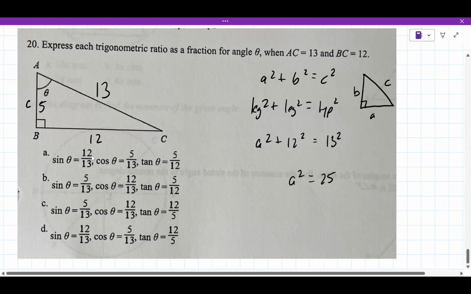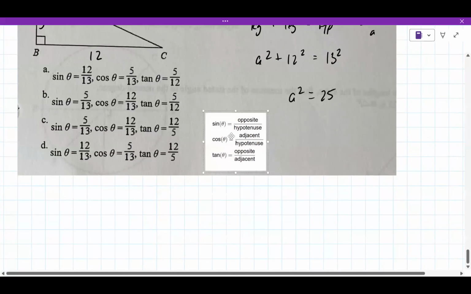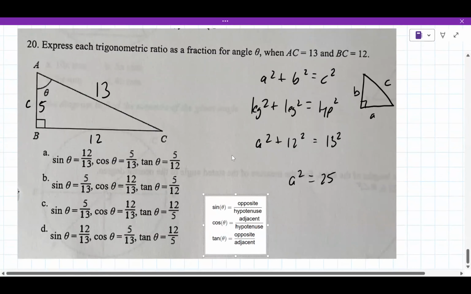So if we know a is 5, this is where it's another one of those, do you have the trigonometry formulas? So let me put the ones on screen that you will probably need. Might be good to have these on a reference sheet, but I leave that to you. So here we go. Sine, and in this case, theta is up here at the top. So what is opposite to theta? 12, over the hypotenuse, 13.